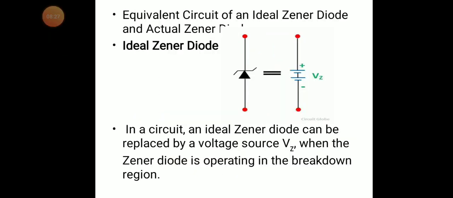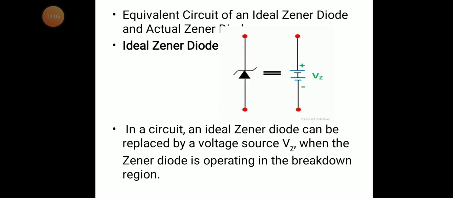Now we try to see the equivalent circuit of an ideal Zener diode and actual Zener diode. Ideal Zener diode, you can see how it is. Ideal means it may not have any internal resistance drop.